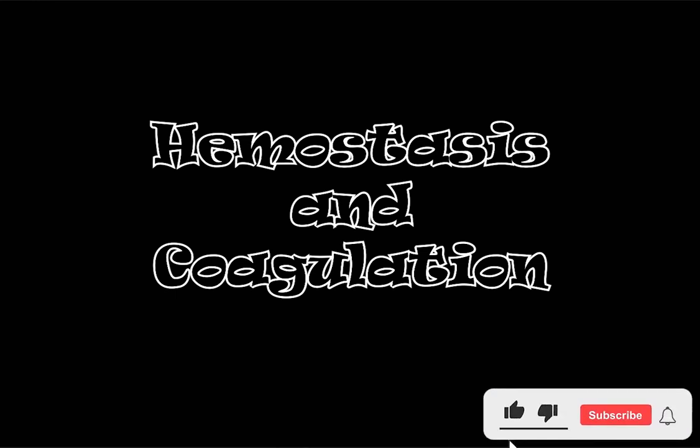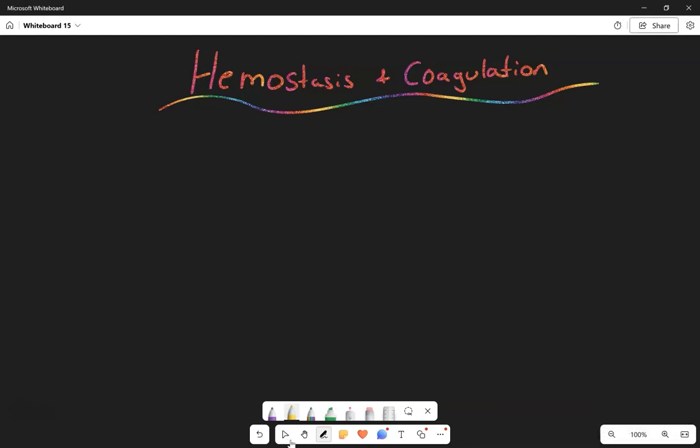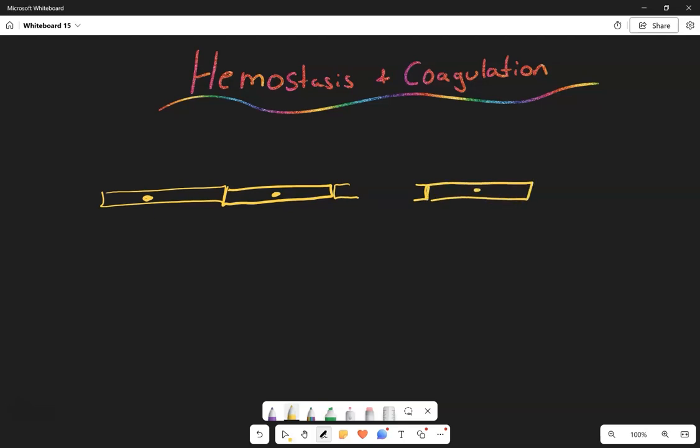What happens when the structure that is carrying the blood, a blood vessel, is damaged? Well, we have to remember that the blood vessel is surrounded by an endothelium. And let's put a break in that endothelium sort of here, like so. Okay. Now, deep to that endothelium is going to be some connective tissue, which has collagen fibers in it.